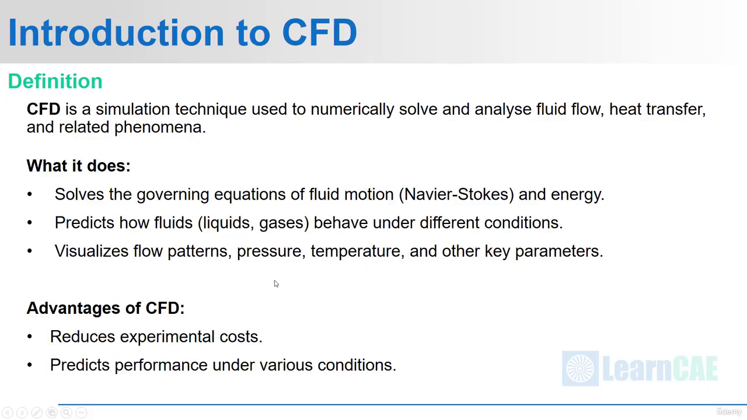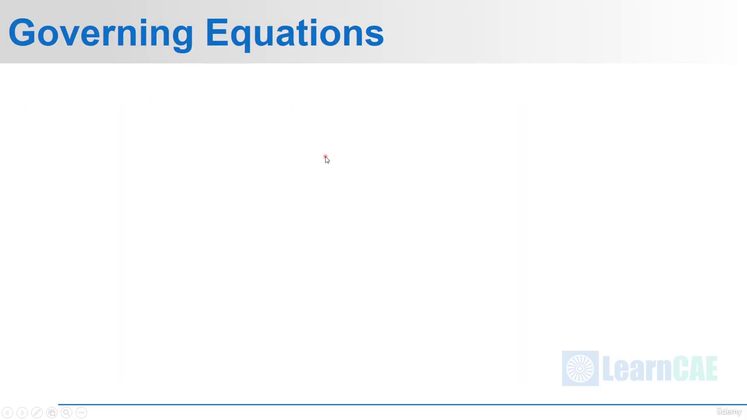The main advantages are it reduces the experimental cost and predicts the performance under various conditions. We will not be able to do experiments under different conditions, whereas in CFD you can predict the performance under different conditions. Next we shall see the governing equations.